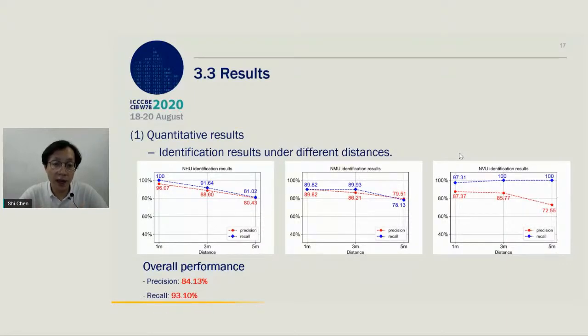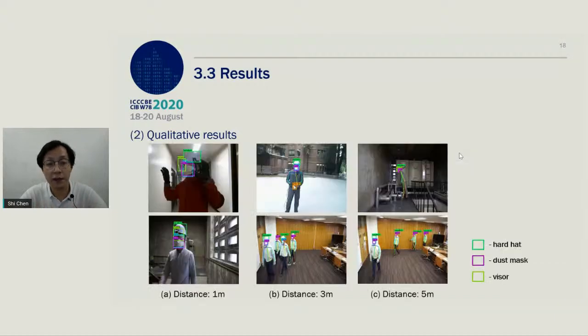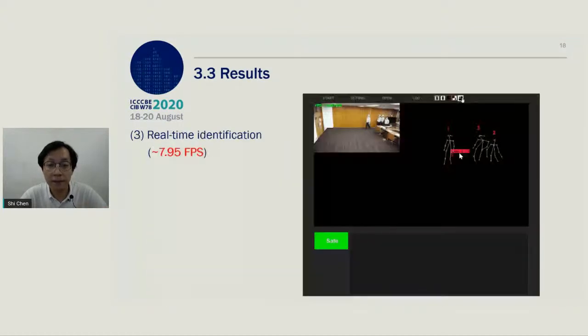First, the quantitative results under different distance for the hard hats, mask, and visors. For the overall performance, our model achieved 84% precision and 93% recall, which demonstrates effective robustness of our model under different distance. And here are some identification samples. Under different distance, different colors of rectangle refer to different types of detected PPE, in both multi-person and single person and different conditions.